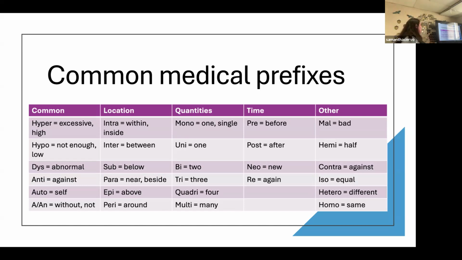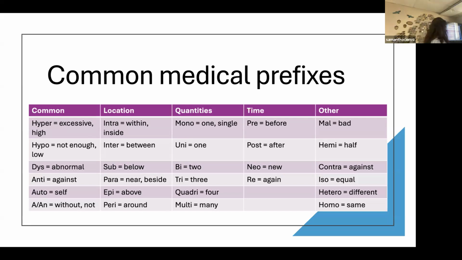Okay. And then have you ever heard of something that has dis in front of it, like dysfunctional? Yes. Means it's not working properly, right? Abnormal. And then there's anti, which means against. Yep. And auto. Does anyone know what auto means? Self. Yeah, self. Like autoimmune system. Yeah. The immune system for yourself.